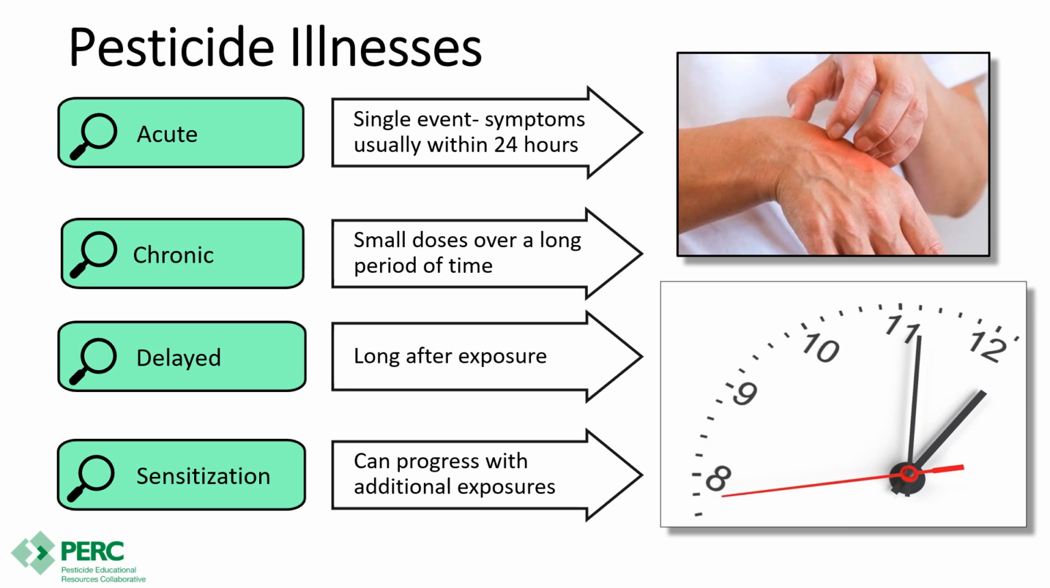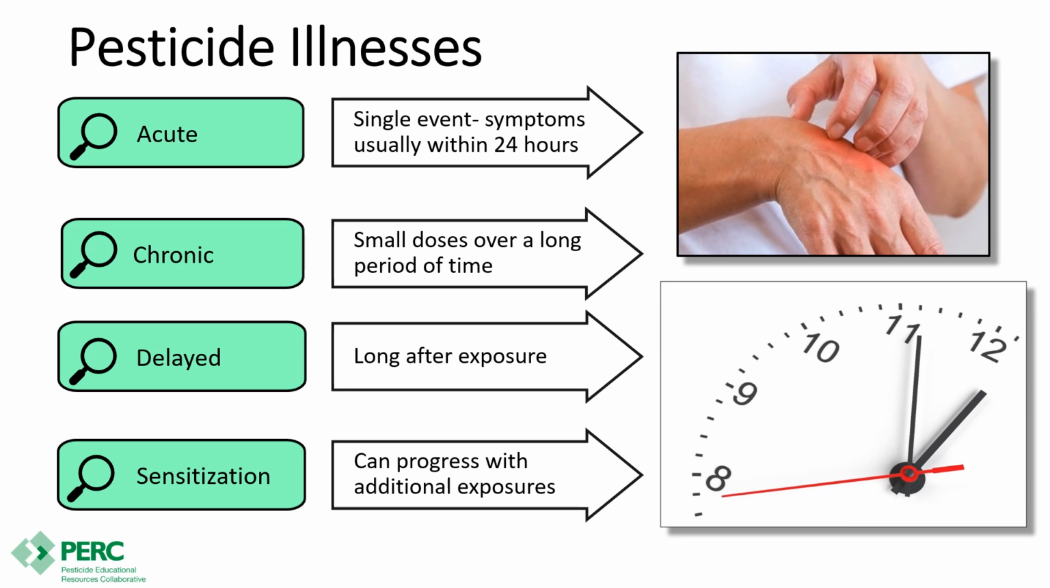A chronic pesticide illness can result from repeated exposures to small amounts of pesticides over a long period of time. The symptoms of a chronic pesticide illness may be delayed, meaning they may not show up until long after the exposure has taken place. Serious chronic or delayed effects may include cancer or damage to your respiratory or nervous system.